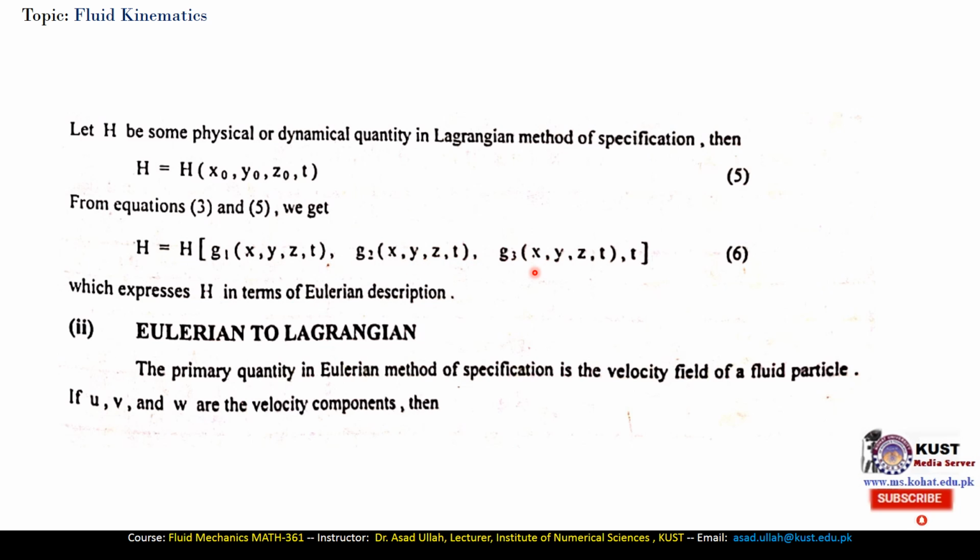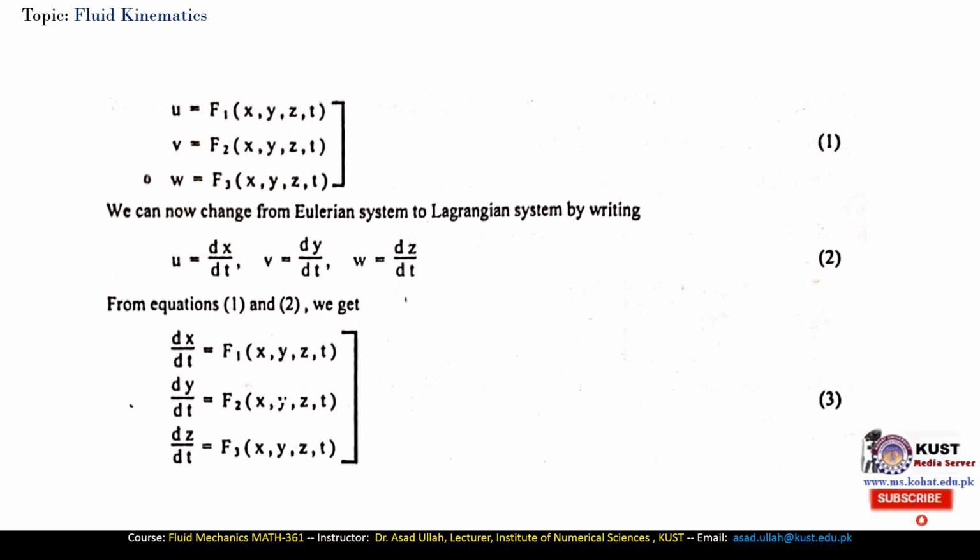Now we transform the Eulerian method to the Lagrangian method. The primary quantity in the Eulerian method of specification is the velocity field of the fluid particle. F, U, V and W are the velocity components. Then we have equation number 1. In equation number 1, F1, F2 and F3 are general functions and u, v and w are the velocity components. We can now change from the Eulerian system to the Lagrangian system by writing equation number 2. In equation number 2, we have written the velocity components, that is u is equal to dx by dt, v is equal to dy by dt and w is equal to dz by dt.